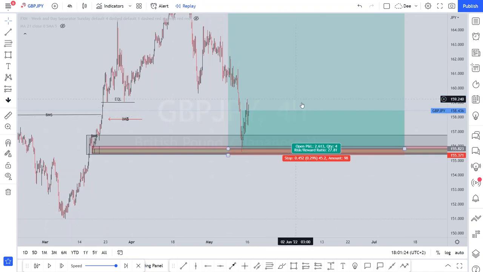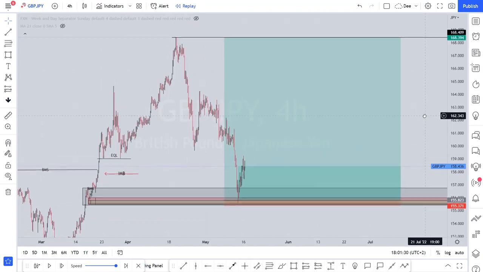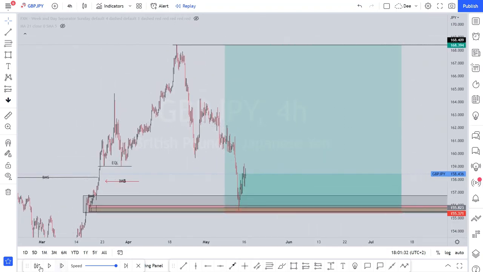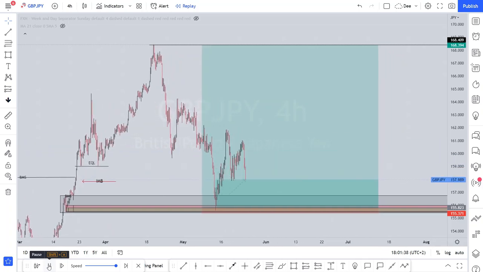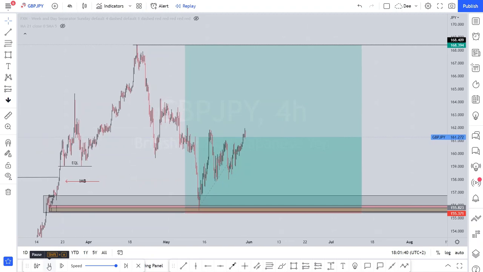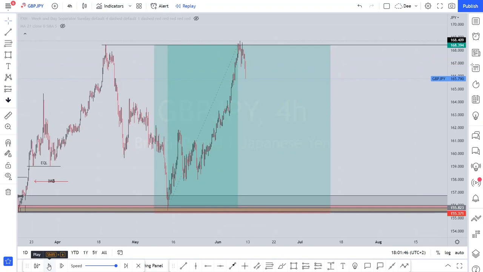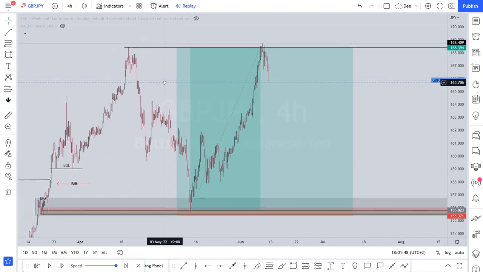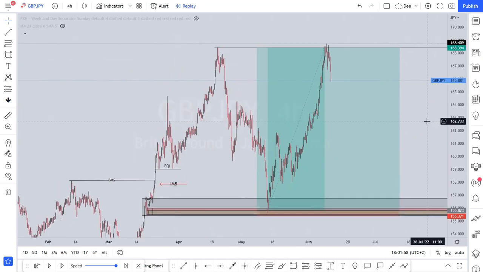So from here, you can be managing the trade, right? Your buy stops, your buy limits are activated. So let's see what happens from here. So there we have it, our reward, our target is hit. So this was a pound yen. So on the next one we'll do another example, guys. So let's go to another example.